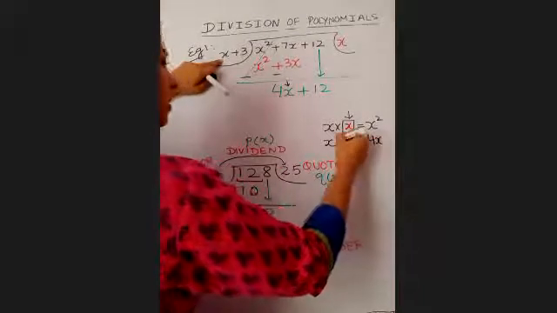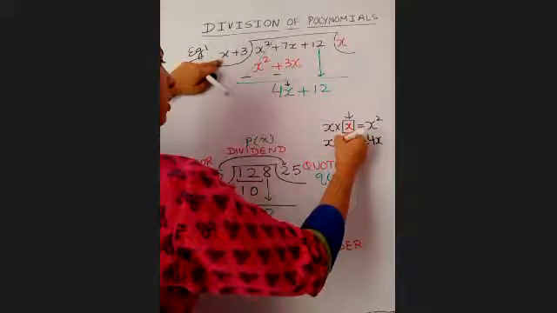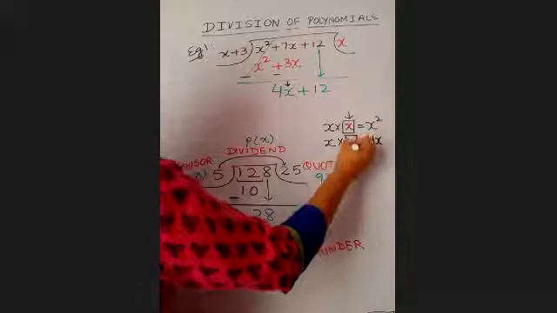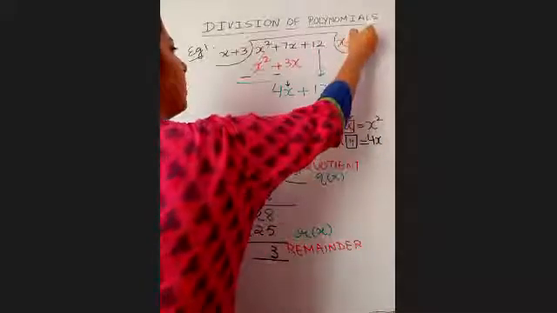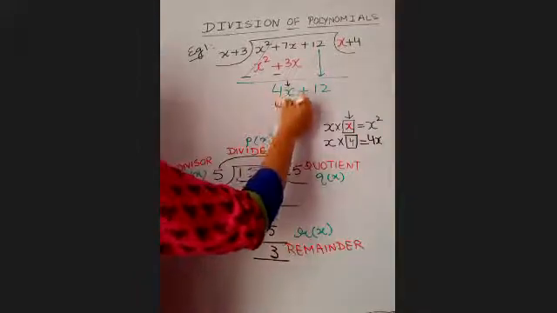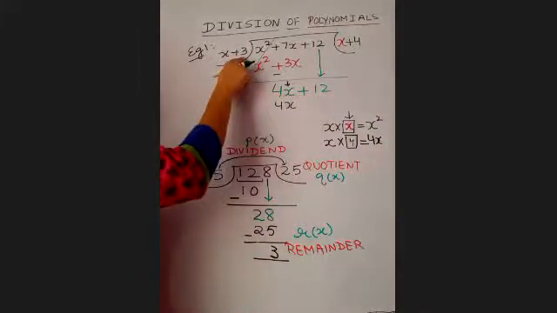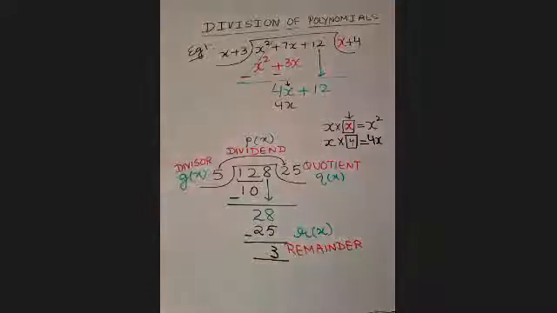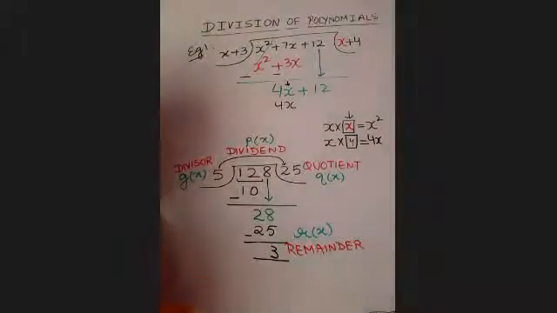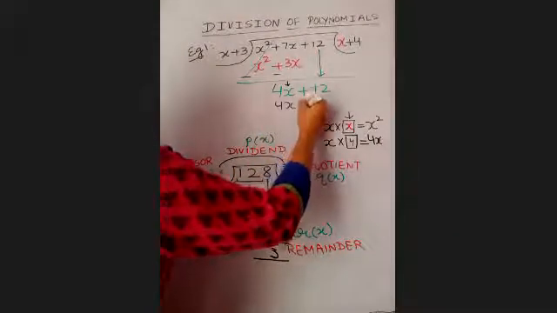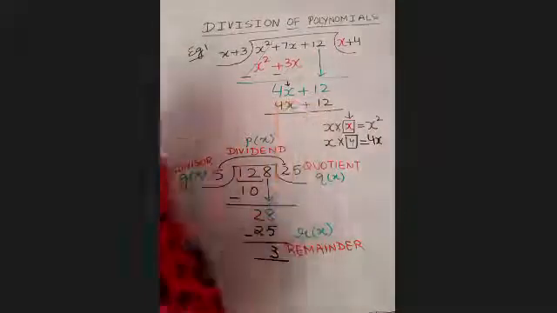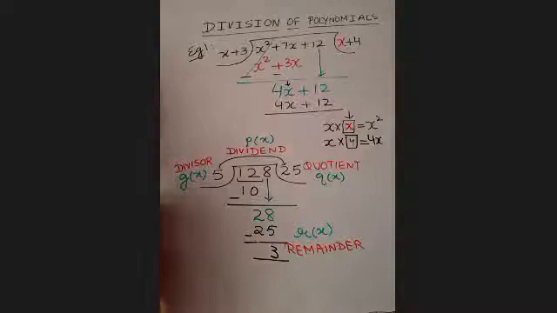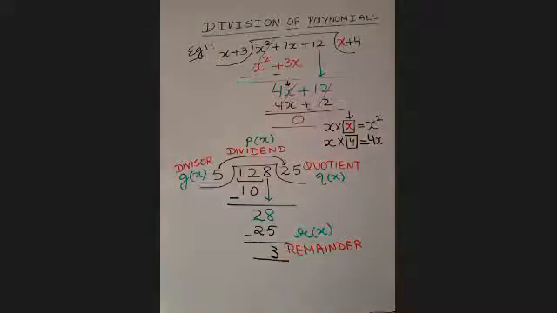We need 4x. So x should be multiplied by what number? 4. So plus 4, so it is 4x. And when you multiply 3 by 4, what will it become? 12. Next step, we will subtract it. Ma'am, we will get 0.